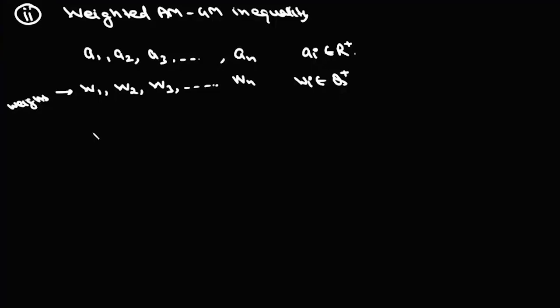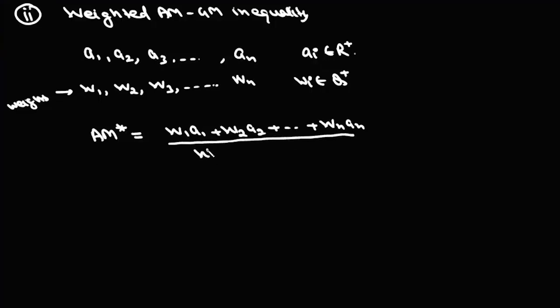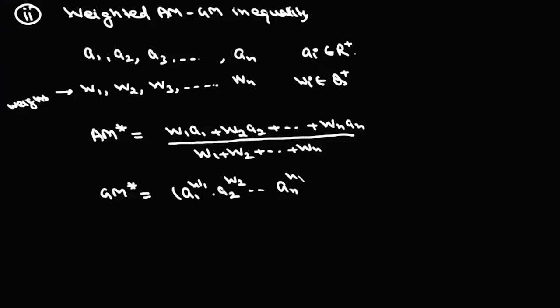Then we can write their weighted arithmetic mean as this AM star, and it will be w1a1 plus w2a2 up to wnan upon w1 plus w2 up to wn, and we can write their weighted geometric mean as (a1 to the power w1, a2 to the power w2 and an to the power wn) whole to the power 1 upon (w1 plus w2 up to wn).